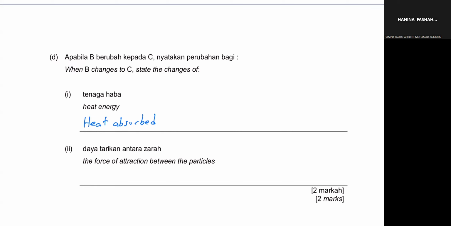The force of attraction between the particles from B to C becomes weaker, because in gas the particles are very, very far apart. If it's solid, like ice, from B to A, the force becomes stronger because the particles are tied together.